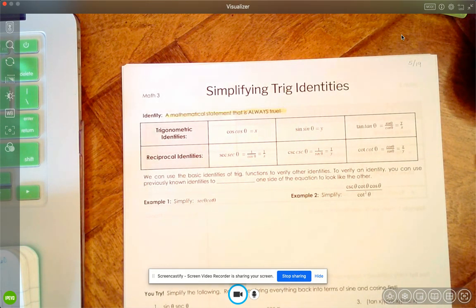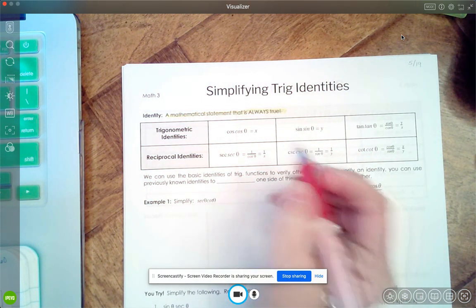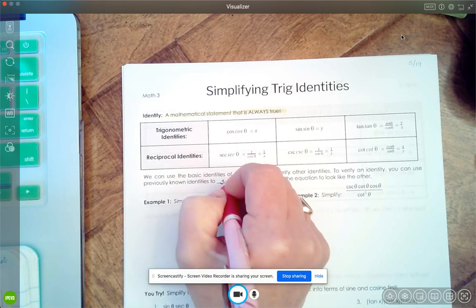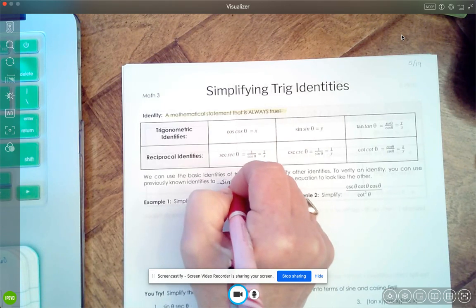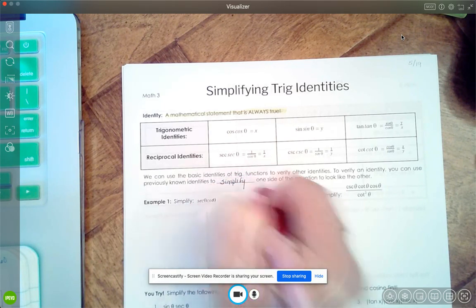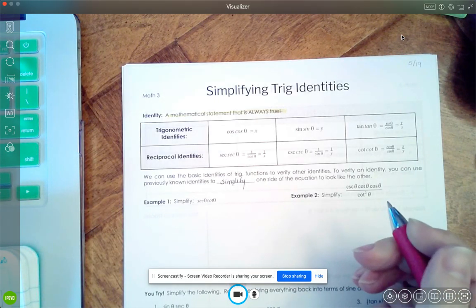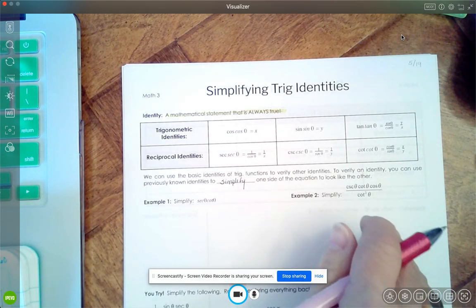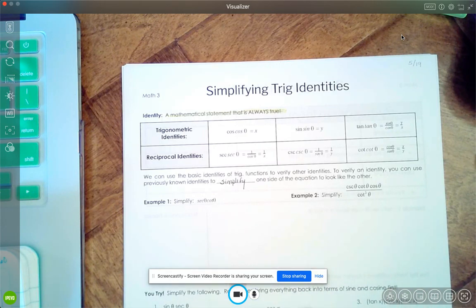To verify an identity, you can use the previously known identity and simplify one side of the equation. Okay, so it's going to look like the other. But to begin with, let's just try simplifying. And if I could give you a hint, take everything back to sine and cosine. If we take everything back to sine and cosine, then it could be easier to simplify.